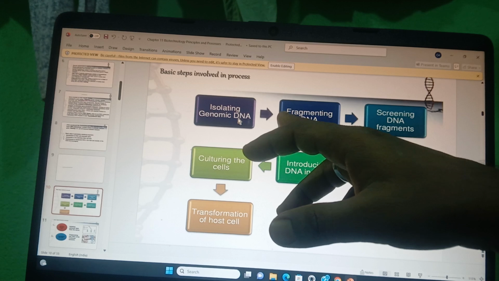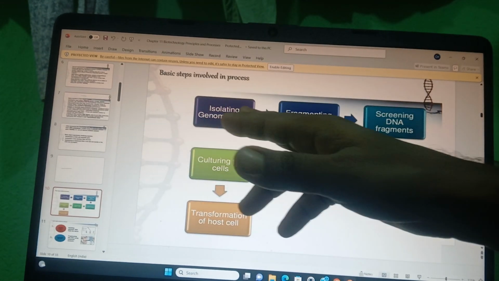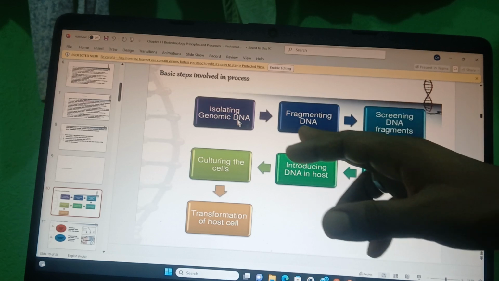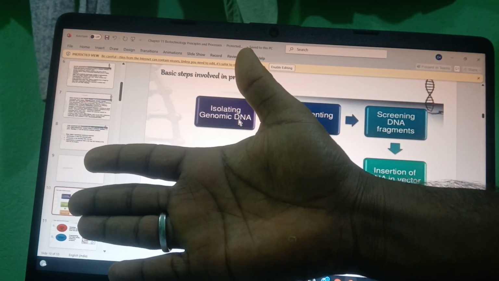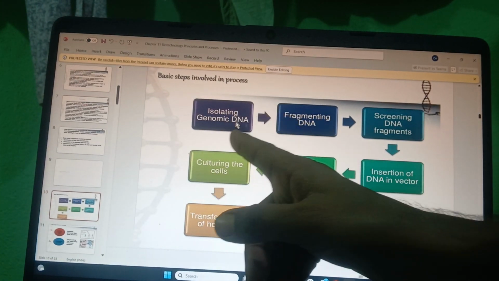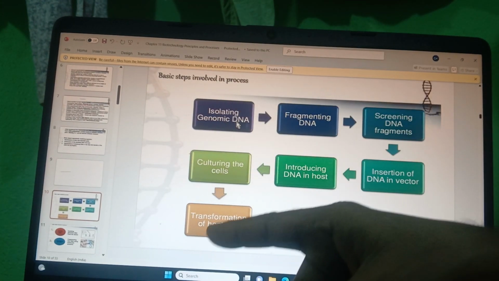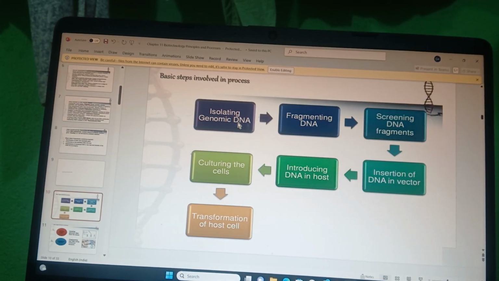Then fragmentation of DNA. So how do you fragment it? With the help of restriction enzyme. The whole genome is a very long DNA, and when you give the restriction endonuclease, this DNA will be cut into small fragments.